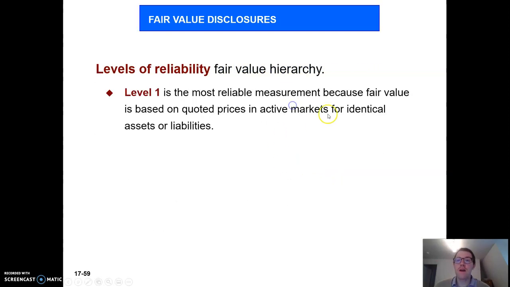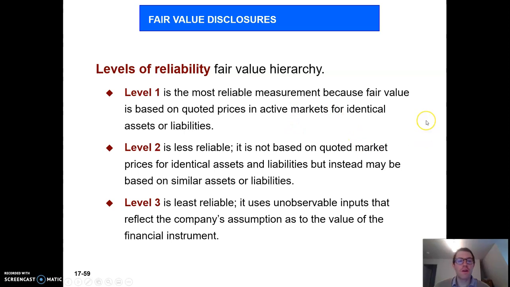Okay, and here's the hierarchy. You guys should know this for sure. I think this is important. So when you look at a company's public financial statements, you see fair value, you better dig in the footnotes and see what level it is, okay? Because level 3 is like the least reliable information. So you wouldn't trust that as much as level 1.